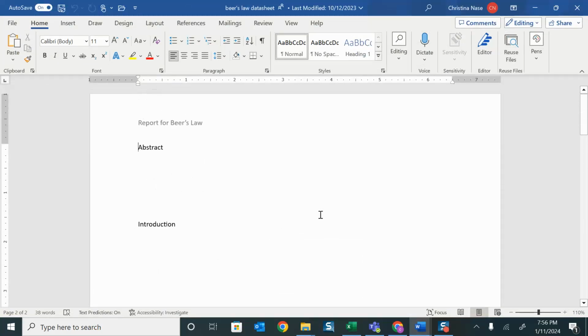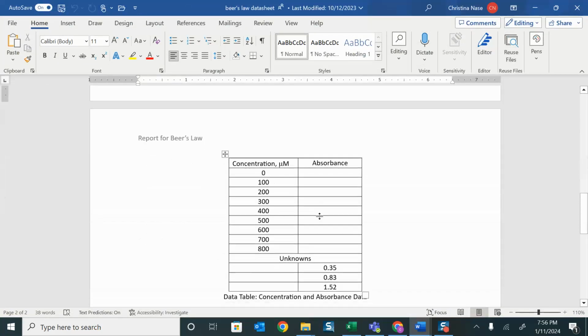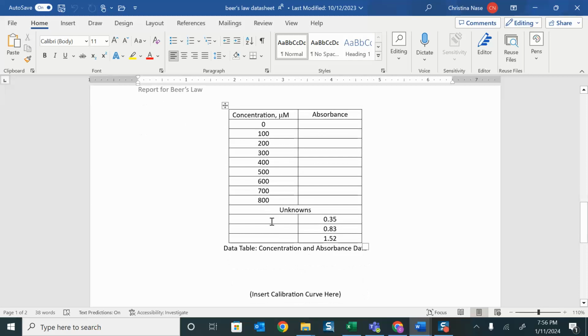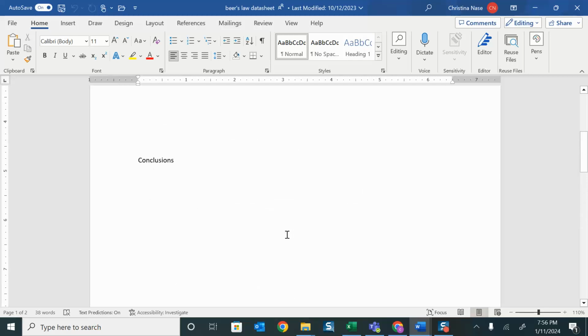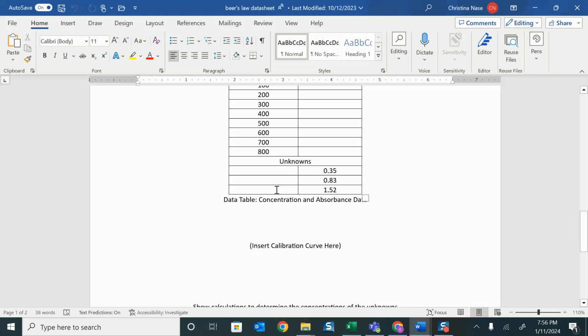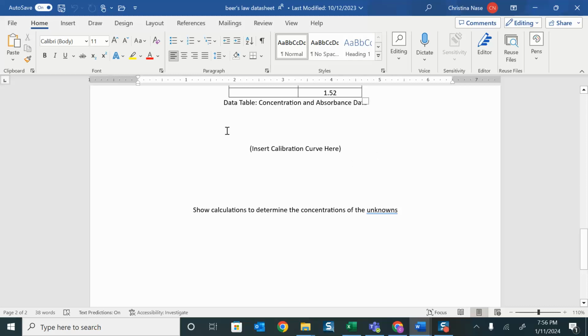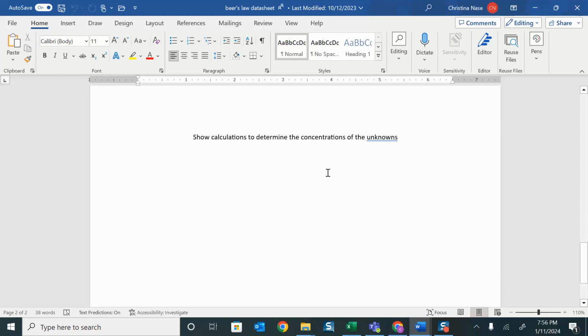So you have for this one an abstract, an introduction, conclusions, and then you're going to fill out this table, put your unknowns in here. Make sure when you have your abstract and your conclusions that you say what you got for your unknowns. What did you find the concentrations to be? So they were, whatever, 3 there. Make sure you show your calibration curve, and then if you did this all in Excel, just embed the formulas there, or just write out how you found those concentrations.